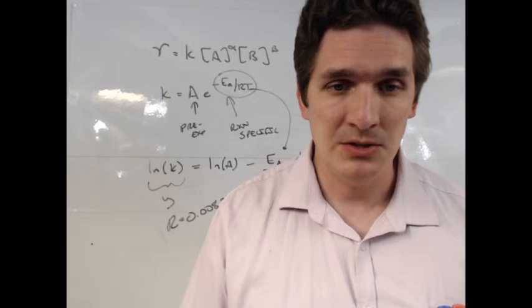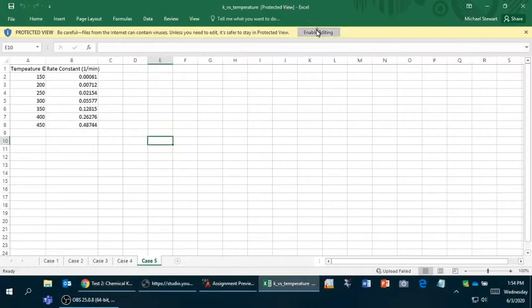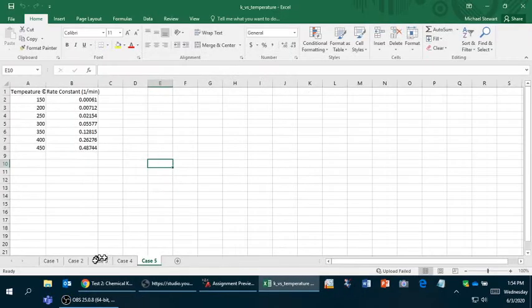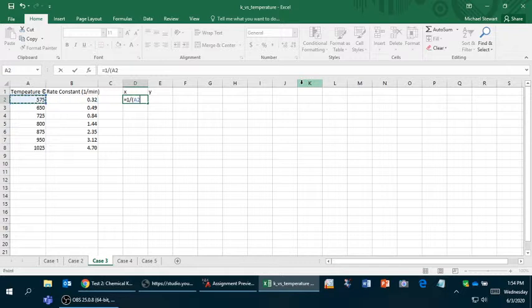So in terms of how you actually do the analysis, give me my desktop, and we'll go to case 3. You need your X and your Y values. X here is going to be 1 over temperature. So if you do equals 1 divided by the temperature, you see the temperature with the C mark here, so we're going to add 273. Our Y value is the ln of K, or the ln of the rate constant.